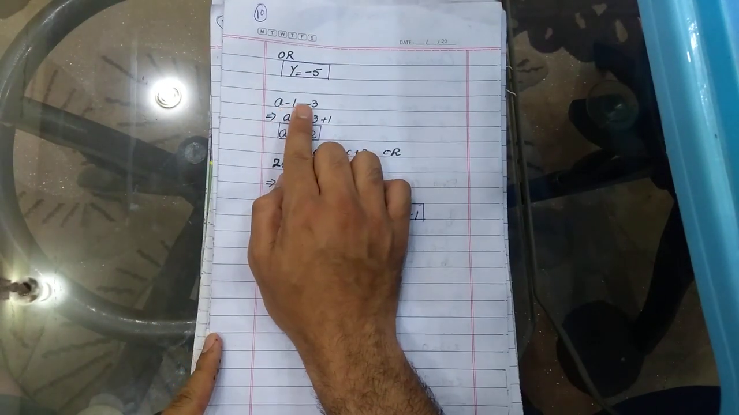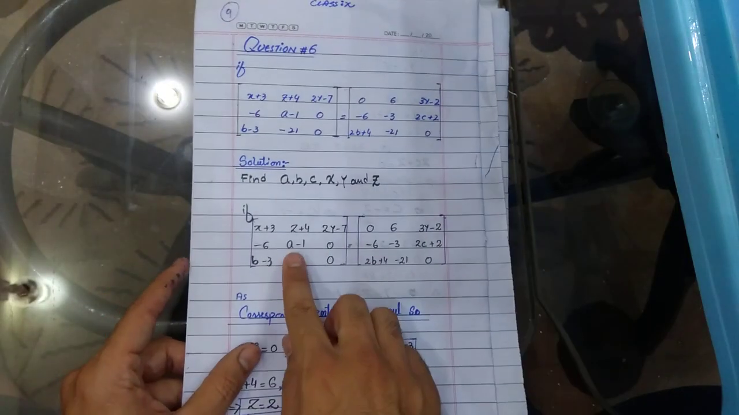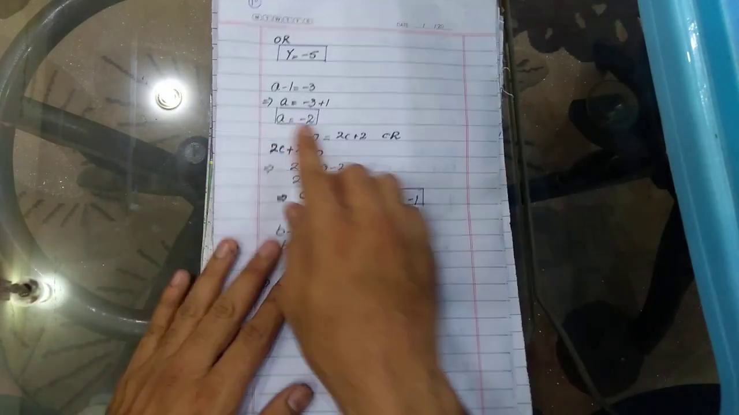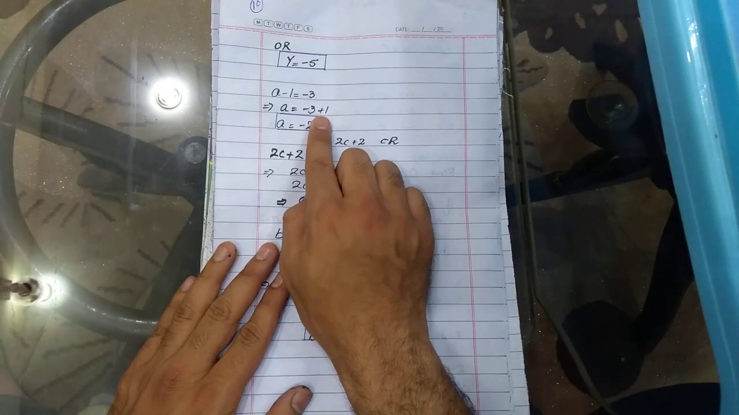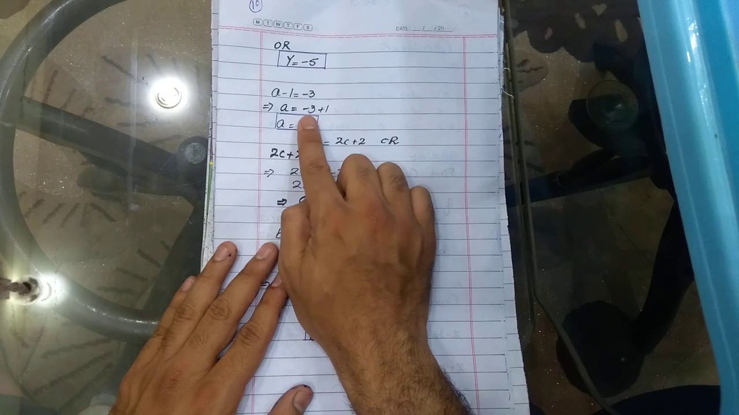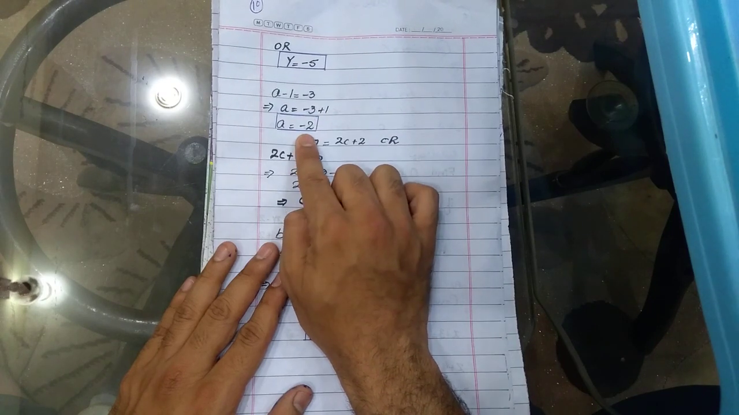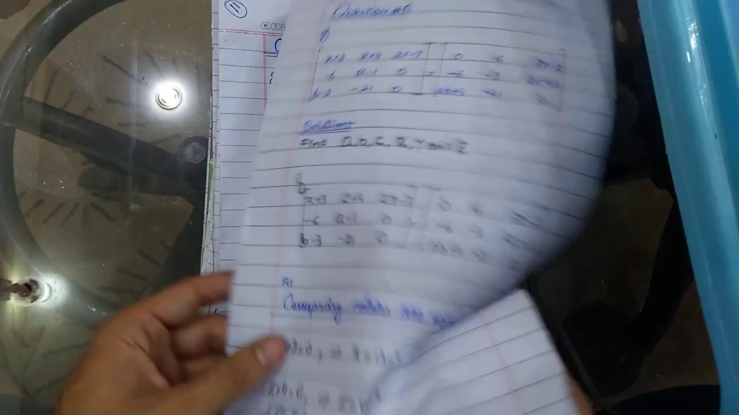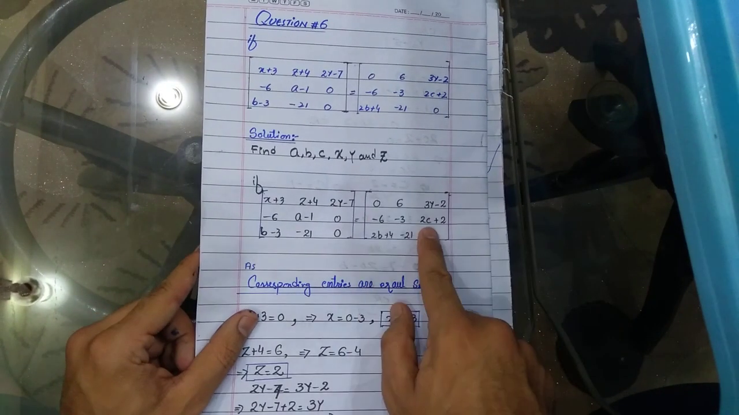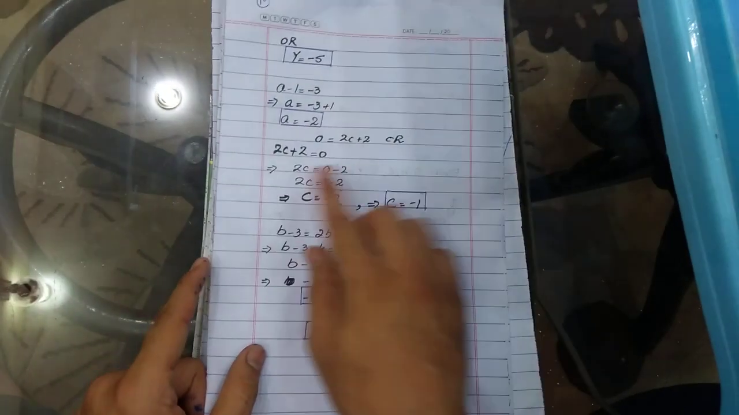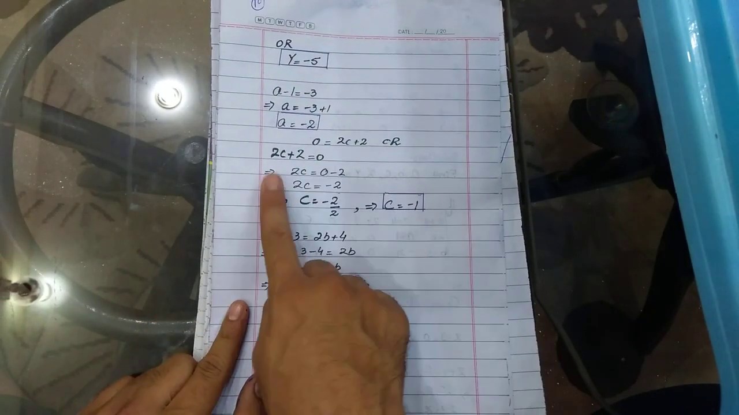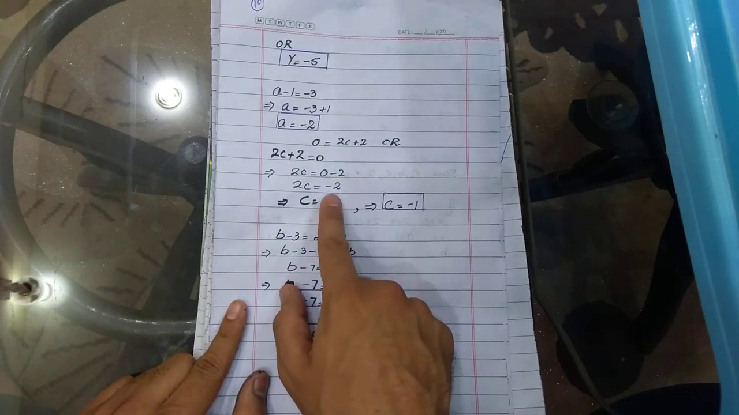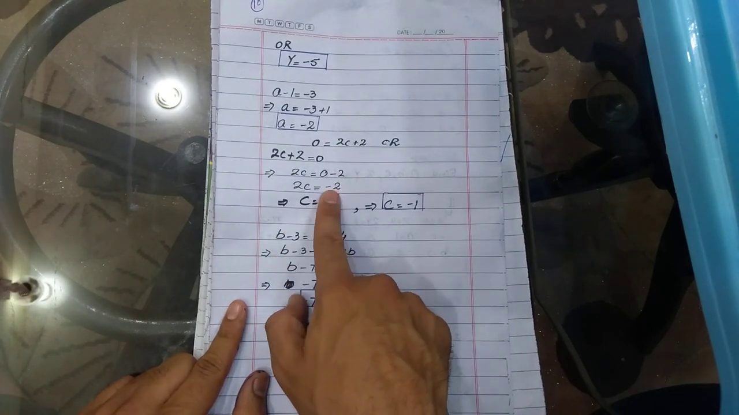a minus 1 is equal to minus 3. You can see that a minus 1 is equal to minus 3. So look here, student. Shifting this minus 1 to the right hand side, it will become plus 1, and minus 3 plus 1 gives you minus 2. Okay, over to the next one. That is 0 is equal to 2c plus 2, or 2c plus 2 is equal to 0. Again, to find the value of this c, shift this plus 2 over there, it will become minus 2. 0 minus 2 is equal to minus 2.